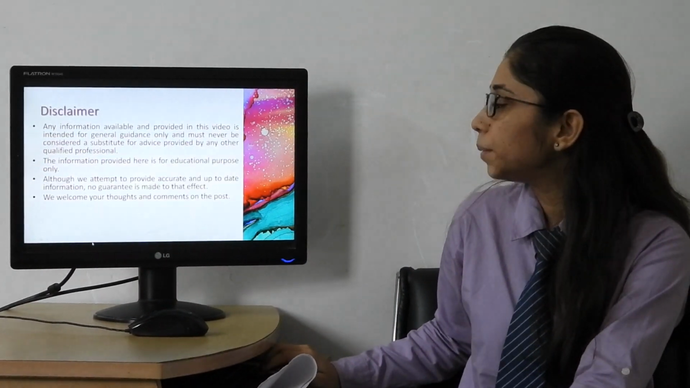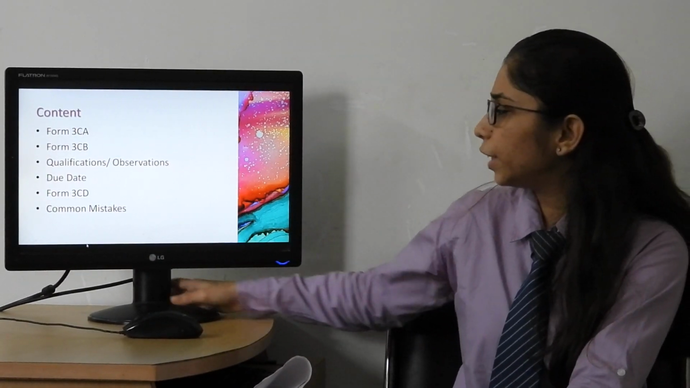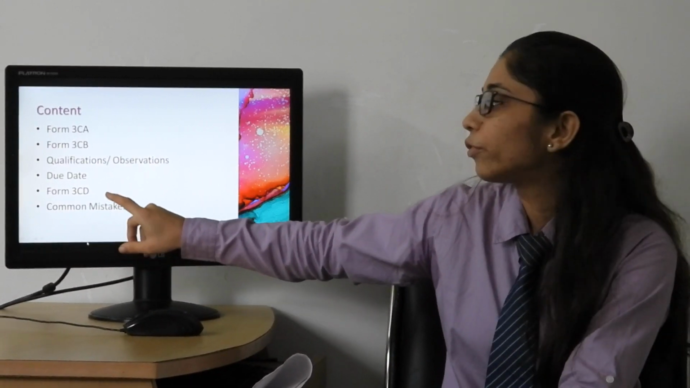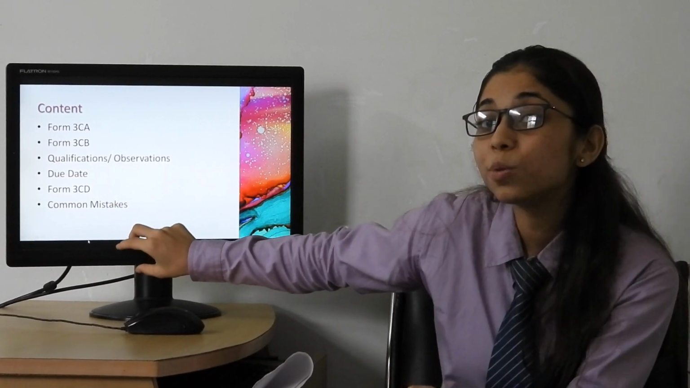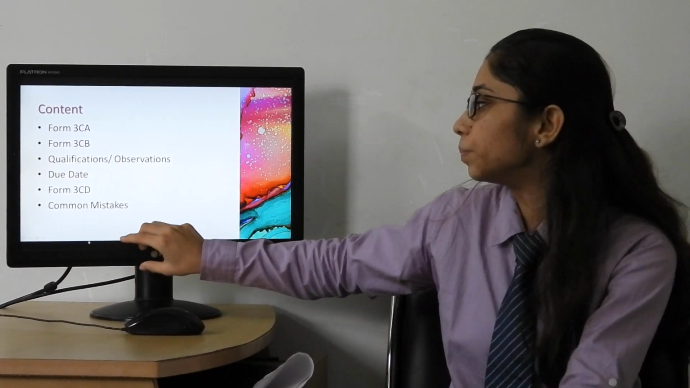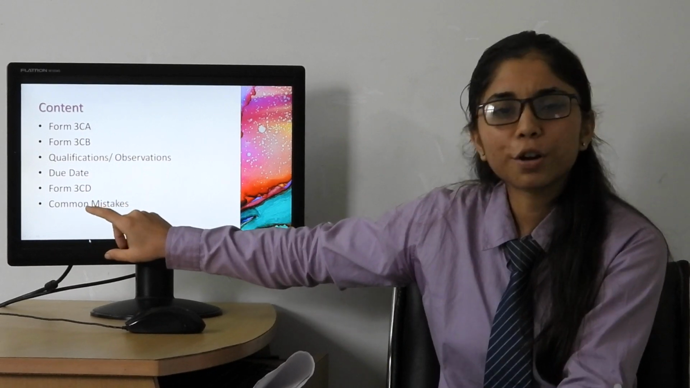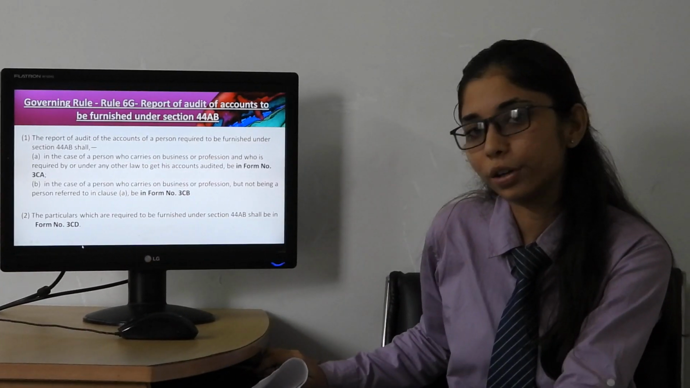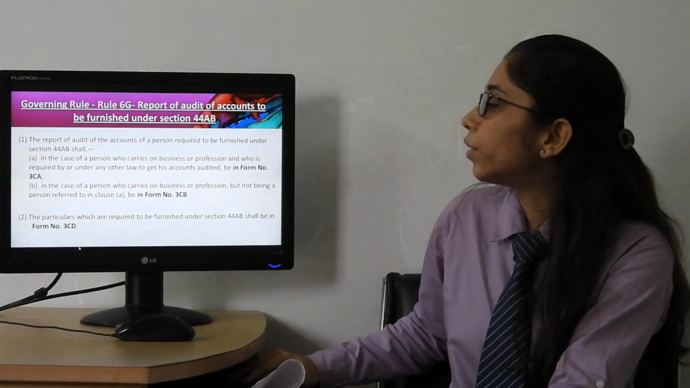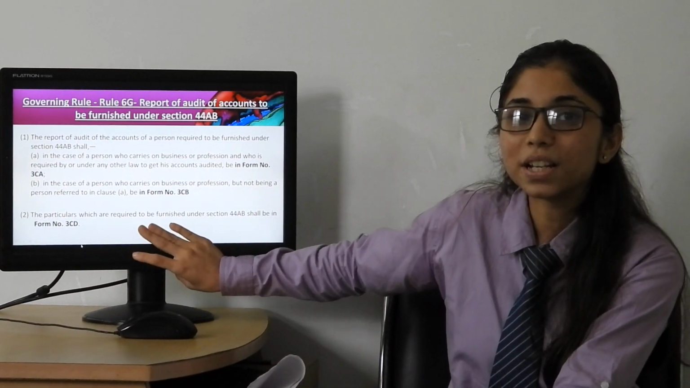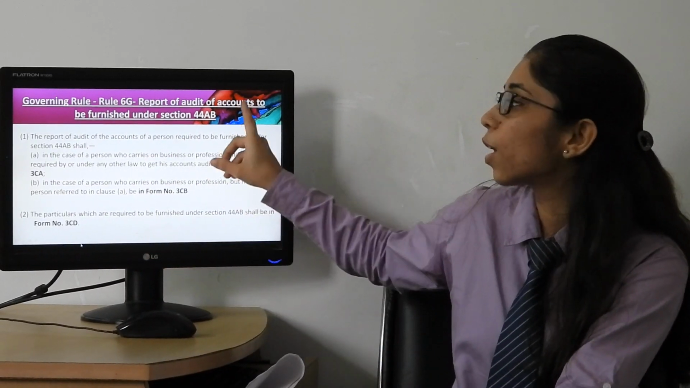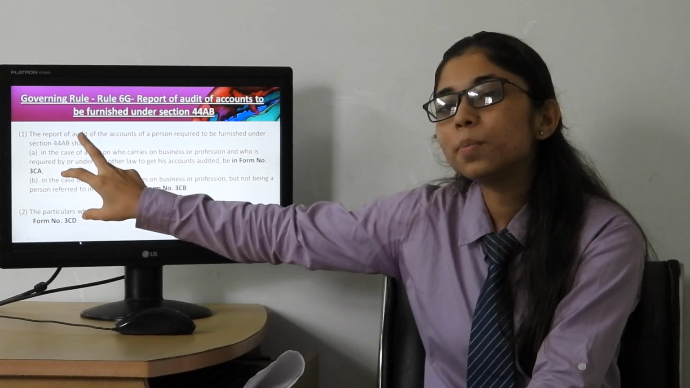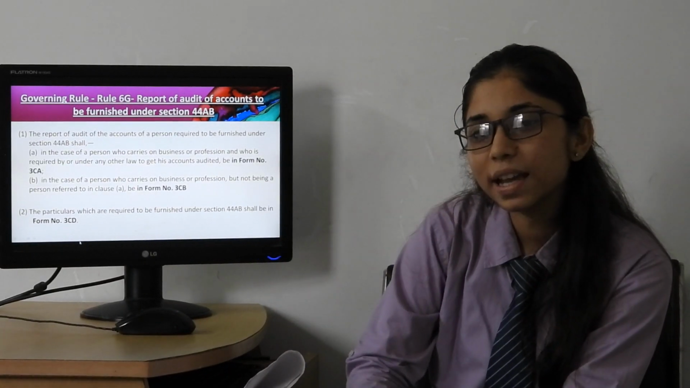Moving on to our PPT, I have included all the forms of tax audit which are mandatory, obviously, and the qualifications which we need to mention in Form 3CA and 3CB. There is the due date of tax audit report filing and the common mistakes which we make in our audit report. The governing Rule 6G mentions the report of audit of accounts to be furnished under section 44AB. This rule also mentions Form 3CA, 3CB and 3CD.